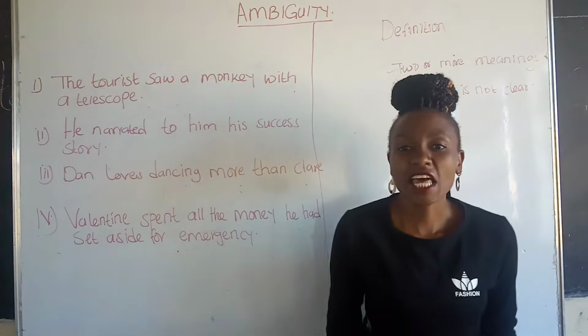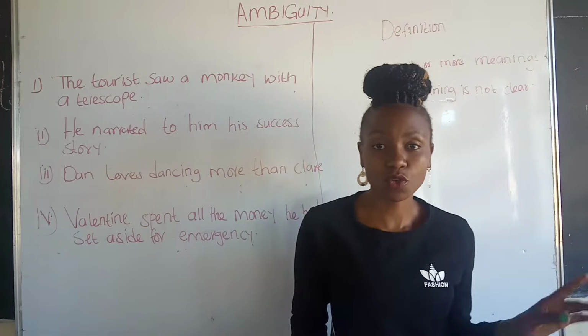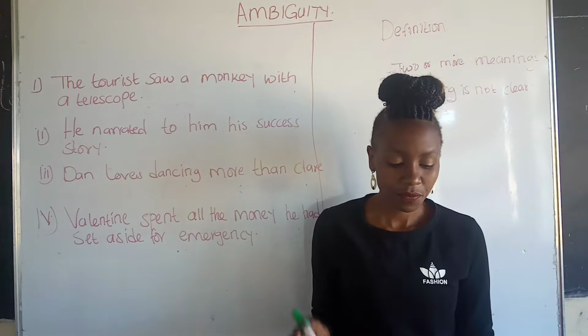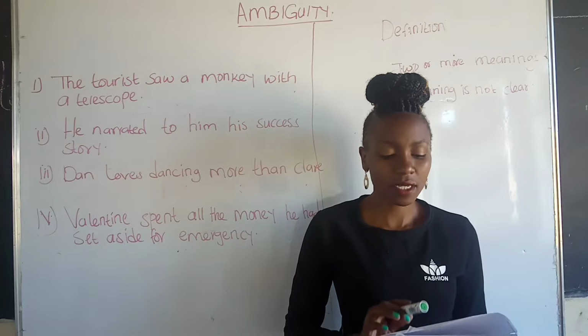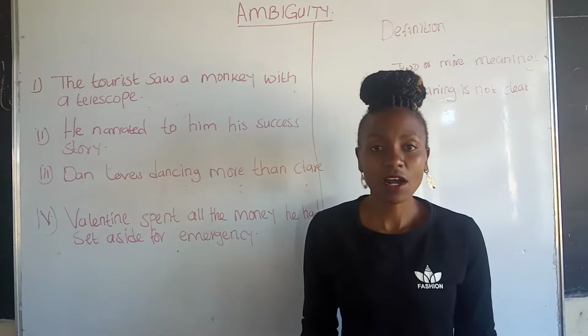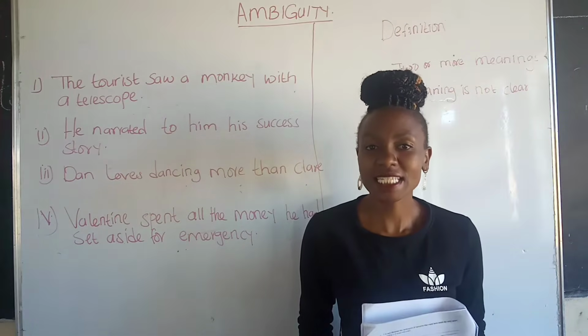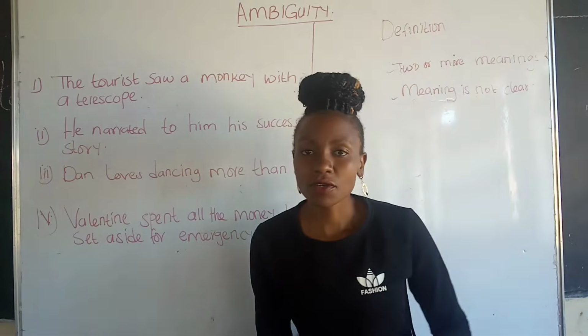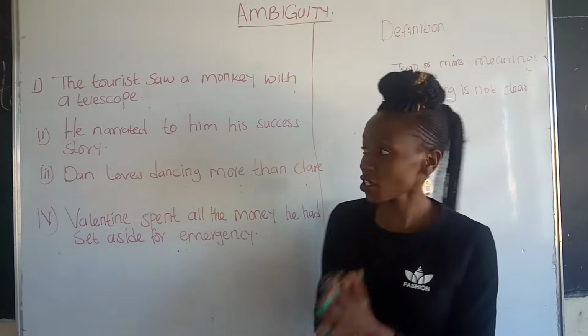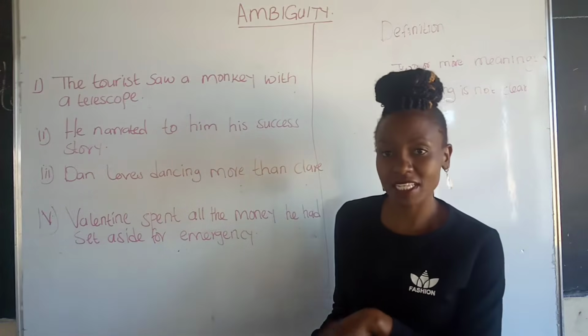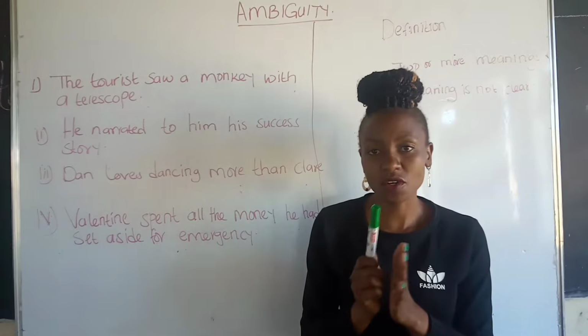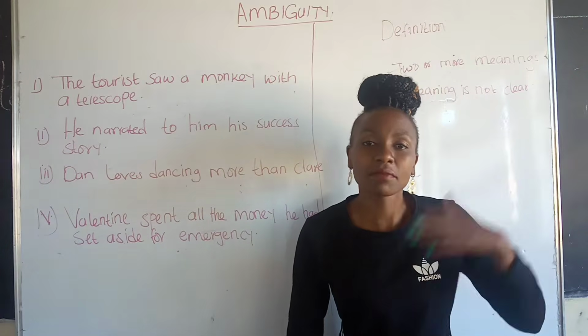And before we start, this question can be asked in two ways. One is, explain the ambiguity in the following sentences, or give two different meanings of the following sentences. So if you are asked to explain the ambiguity, you have to show the different meanings. How the meaning is not clear. It can mean this, it can mean that.